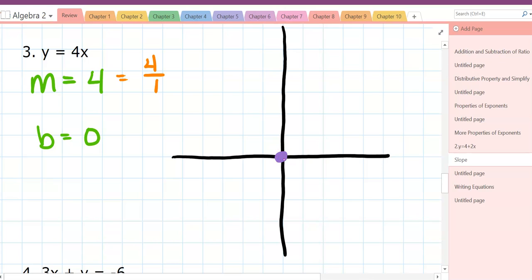Can you tell me what directions I would go for my 4 over 1? Like, am I going to go up, down, left, right? Good. Up 4, right 1. Or you could go down 4, left 1. But this line should be going up again because it's a positive slope. 4 is positive, so this line should be increasing over time.